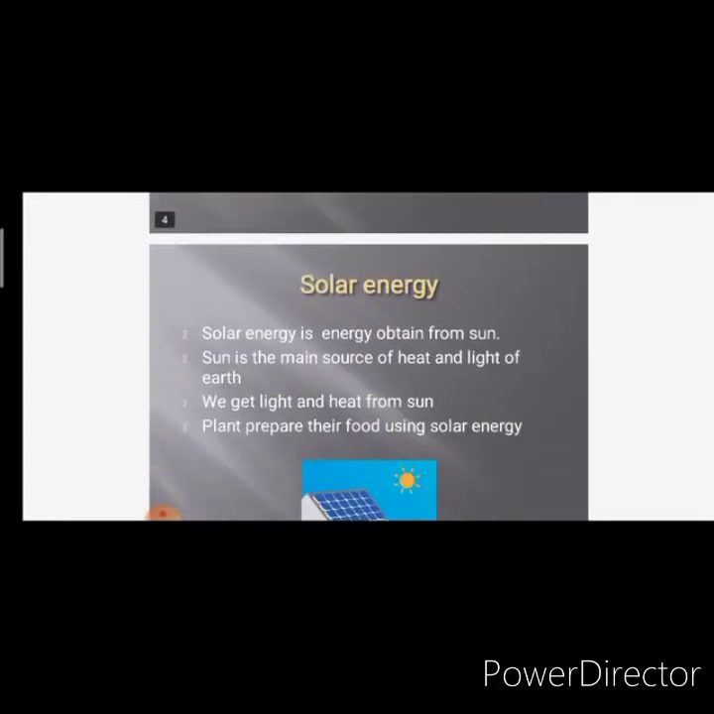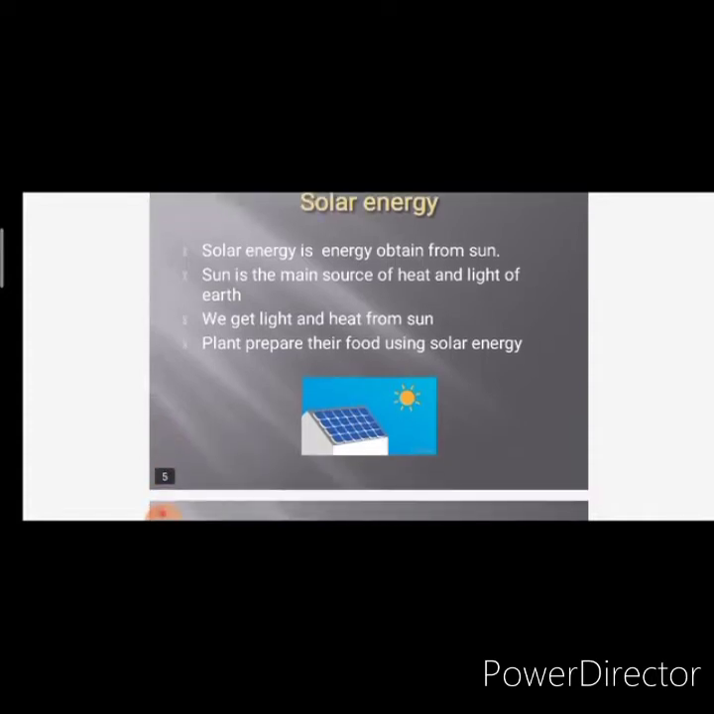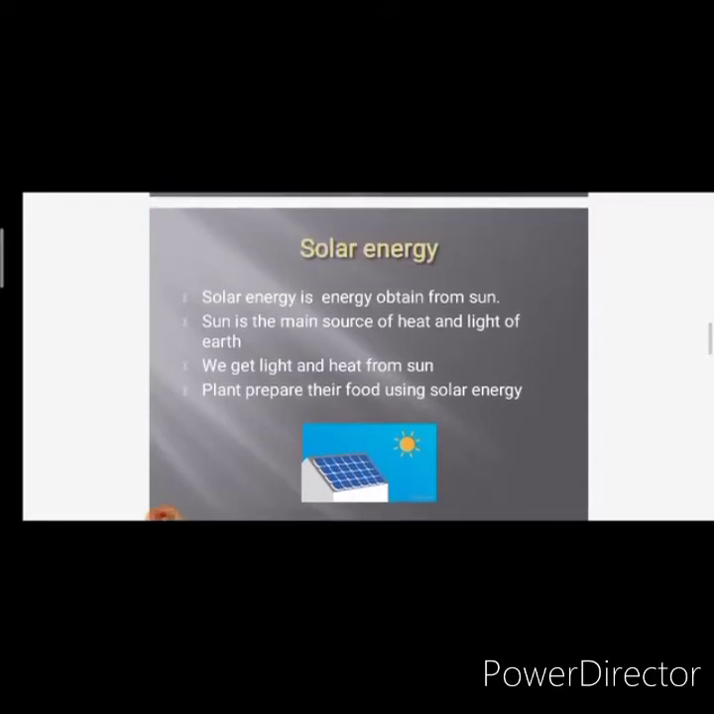So let us learn more about the renewable resources. The renewable resource we talk about first is solar energy, which is produced by the sun. The main source of heat and light of the earth, where we get the light from, is the sun. It is the main source of heat nowadays. And the solar heater is a very commonly used device because you can use it as much as you want to. We can renew it again and again. We can just reuse it again and again.